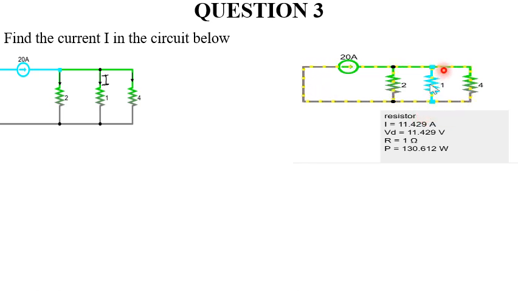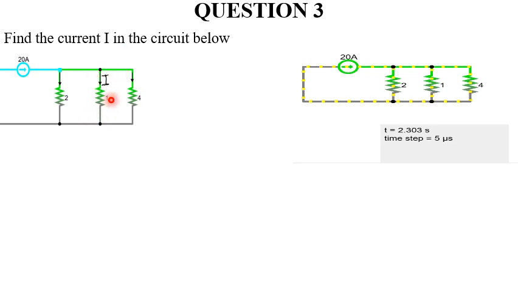So the simulation has told us the current already, but it is left to us to find it out, and the current passing through this 4 ohm resistor is 2.85. So it's now left for us to find the current here. To find it, we apply the current division rule. We know that it's always 2 resistors in parallel. We consider 2 resistors first.